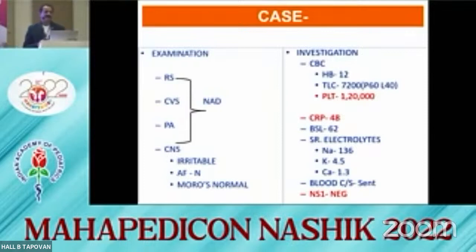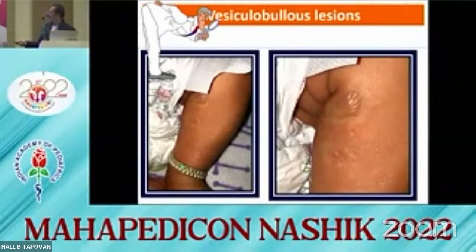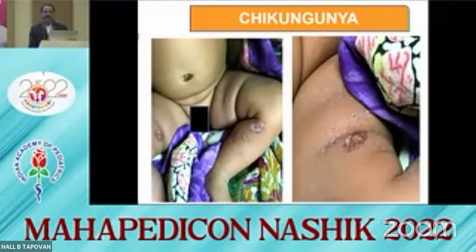So what is your diagnosis? CRP positive, looking like dengue, thrombocytopenia, but NS1 negative. Any other mosquito-borne infection? Chikungunya, right? In chikungunya you will get a high CRP, not very high, but you can get in the 50s. And typically, this child developed blisters over the leg. So we sent for chikungunya PCR, it came positive.